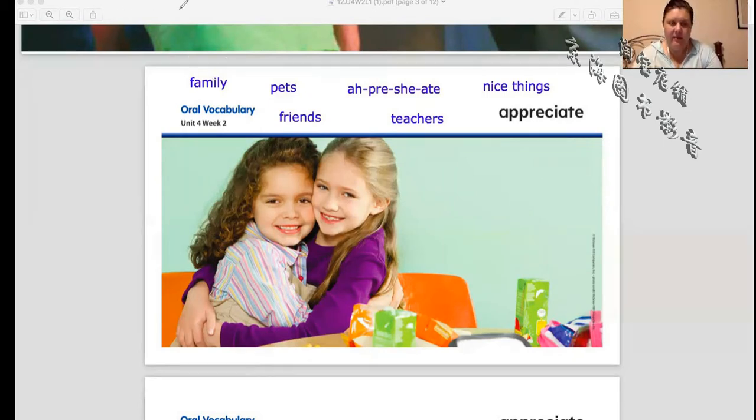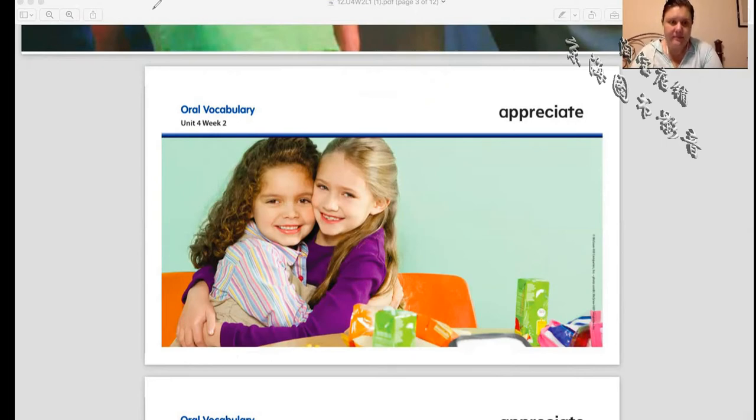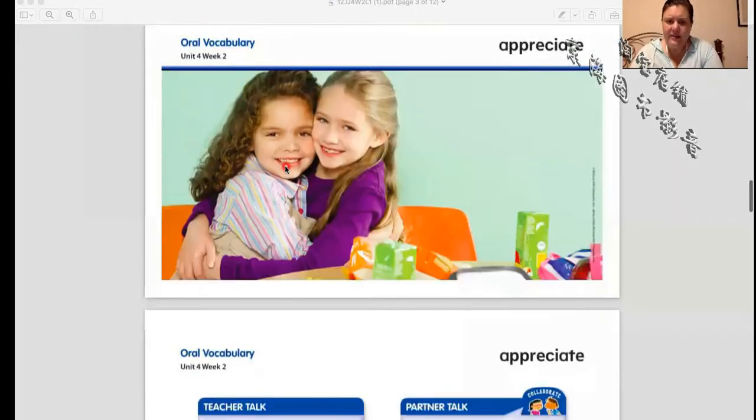So now I'm going to erase all these words. Our family, our pets, our friends, our teachers, nice things that we have. We appreciate them. Appreciate. Okay? Nice job on this word. All right, let's go down to the next word.